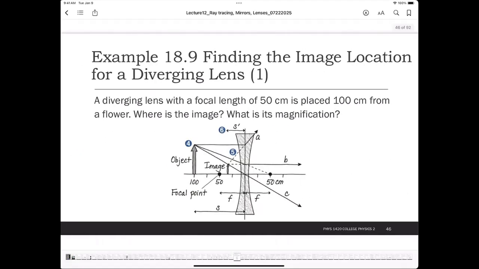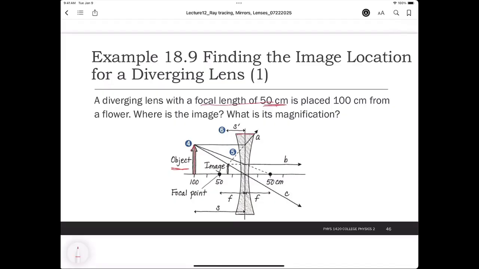Finding the image location for a divergent lens. A divergent lens with a focal length of 50 centimeters is placed 100 centimeters from a flower. Where is the image? What is its magnification? Okay. The first thing we need to do is draw the diagram. So for this diagram, this is the object. You just use an arrow, and this is the divergent lens, with a focal length of 50 centimeters.